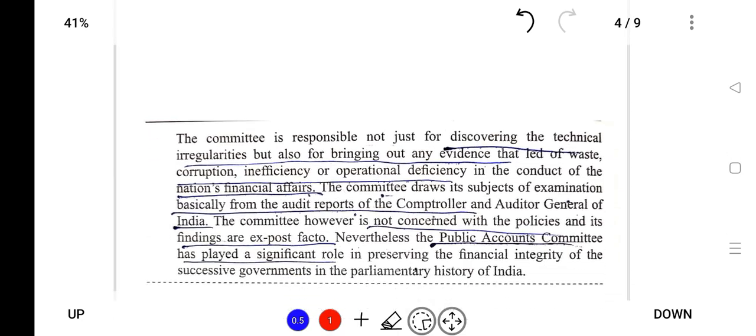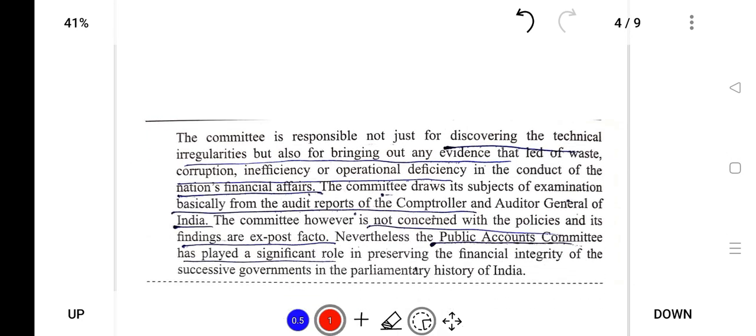The Public Account Committee is thus responsible not only for discovering the technical irregularities but also for bringing out the evidence that led to the waste, corruption, inefficiency, or operational deficiency in the conduct of the nation's financial affairs. The committee draws its subjects of examination basically from the audit report of the CAG of India. The committee, however, is not concerned with the policies, and its findings are ex post facto.